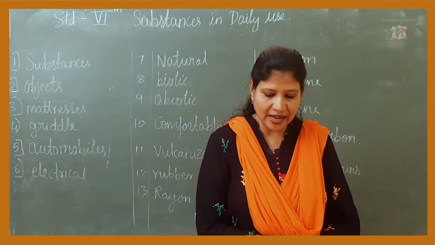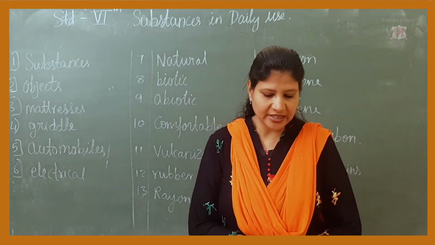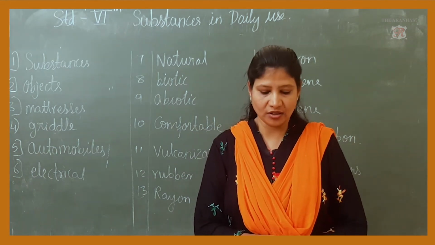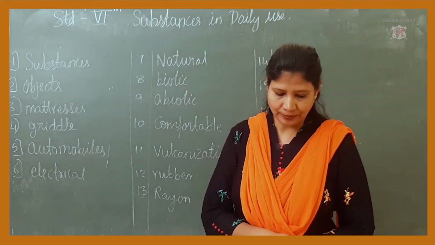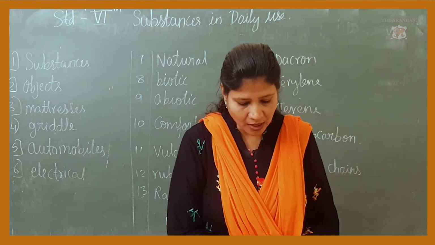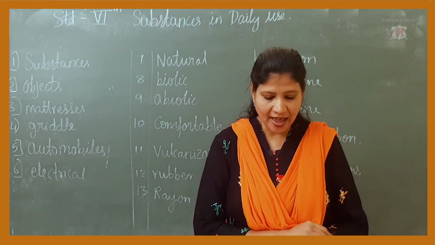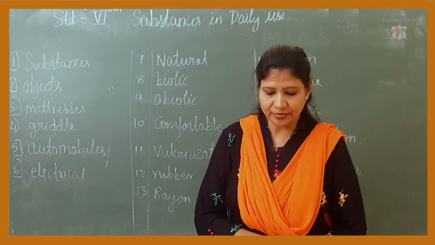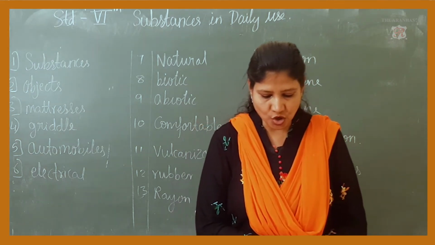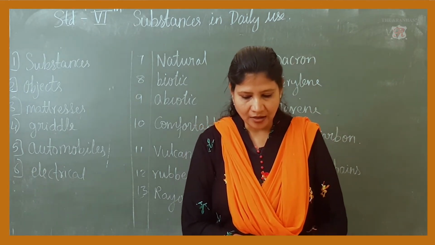Now, do we find plastic, nylon, brass or cement in nature? No, these substances are man-made, so we cannot find them in nature. Now, man-made substances: naturally available substances are processed, and from them, new substances of human choice are made. These are called man-made substances.